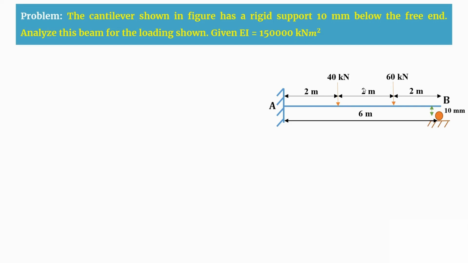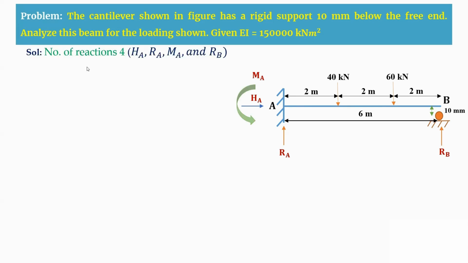Analyzing means we are going to find the reactions first. Before finding the reactions, we'll first determine the degree of static indeterminacy. So for that, we'll calculate the number of reactions here. A is a fixed support, so we are having 3 reactions: one is horizontal, vertical, and moment. And at B also, you are having a vertical reaction. Therefore, the total reactions are 4.